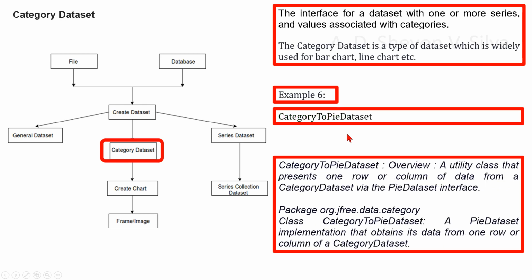Now we are considering an overview of CategoryToPieDataset. A utility class that represents one row or column of data from a CategoryDataset via the PieDataset interface. The class CategoryToPieDataset is in package org.jfree.data.category, a PieDataset implementation that obtains its data from one row or column of a CategoryDataset.